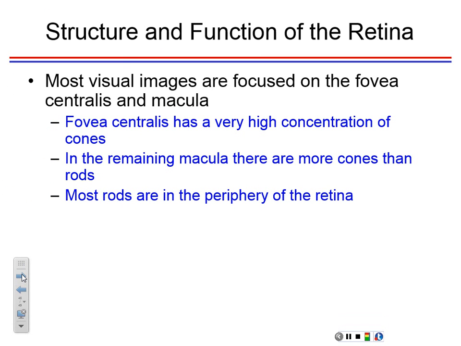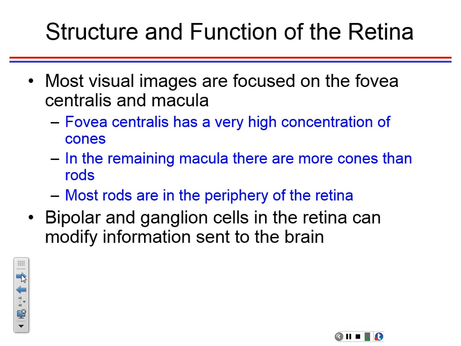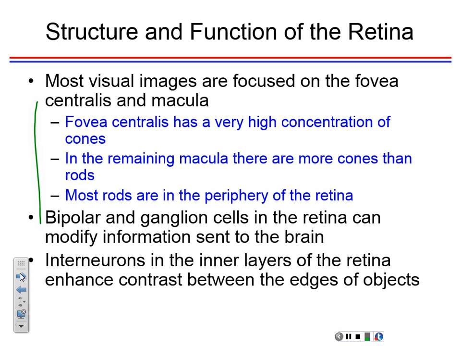So the fovea centralis, we have covered this, is where the concentration of the cones is, in the center of the macula lutea, and the rods, of course, are on the periphery. Bipolar and ganglion cells modify or accentuate the signal to make it better. And there are interneurons between those ganglion cells and the receptors that pick up the signals. All that is geared to modify the signal.